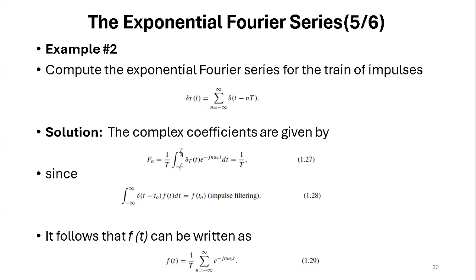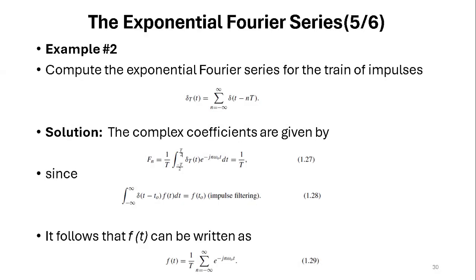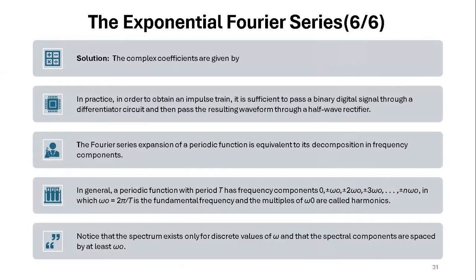Is equal to f of t, by the impulse filtering property. The impulse train can be written as f of t is equal to 1 over the time period times the summation of e to the j n omega t. Solution: the complex coefficients are given by this. In order to obtain an inverse term, it is sufficient to pass a parentage. Parentage just means 1 or 0.